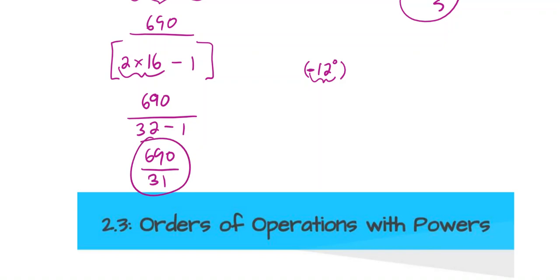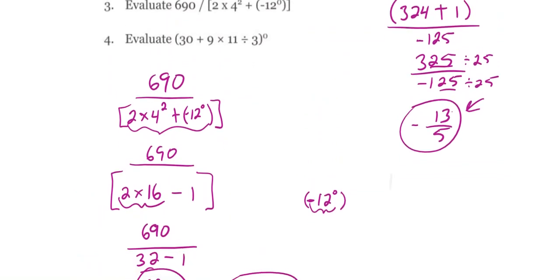What'd you get when you divided it? 22.26. Okay, yeah, I actually used my calculator. 22.26. So you could write it out as a number like that too. But as a fraction, you could just leave it like that. Those are both the same number. That was number 3.